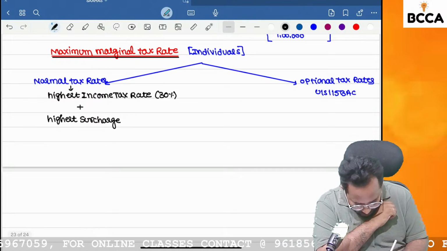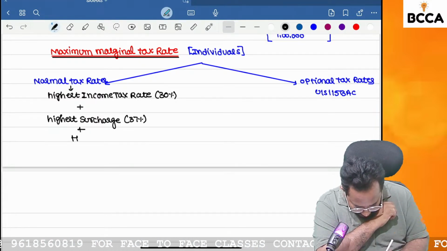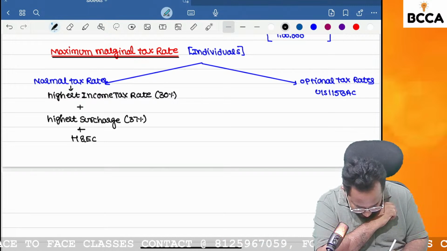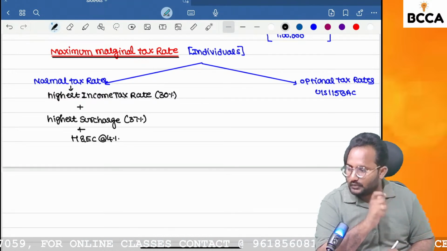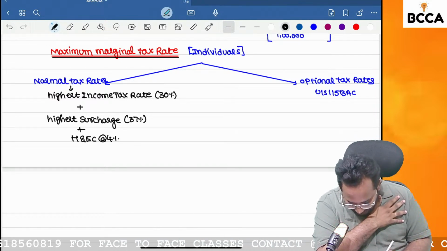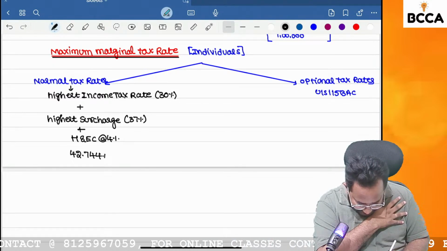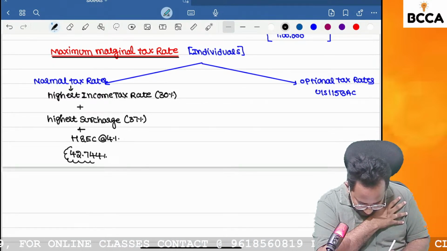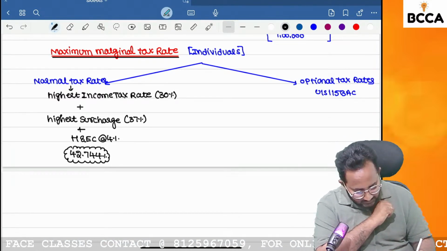Ganesh, what is that? 37%. Next, please add the health and education cess at the rate of 4%. Please calculate the effective tax rate. My effective tax rate is 42.744%. This is only the maximum marginal tax rate for that individual if you follow the normal tax rate.